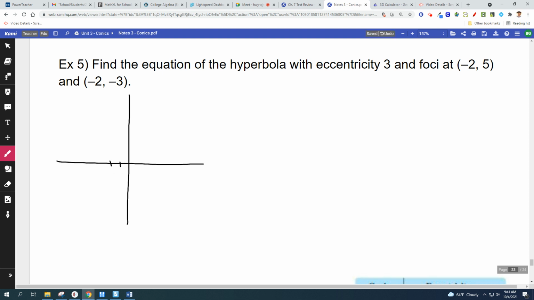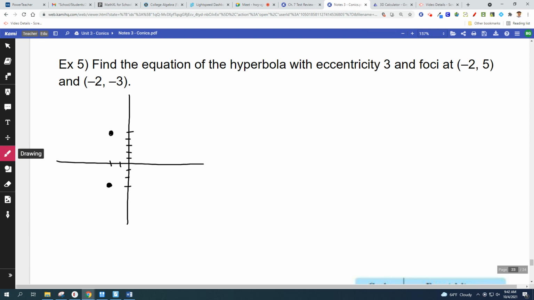Negative 2, then 1, 2, 3, 4, 5, and 1, 2, negative 3. Okay, those are my foci. Now, I bet you the center is right in the middle, right? Wouldn't the center be right in the middle of those two points? So that's going to be something that's kind of important.